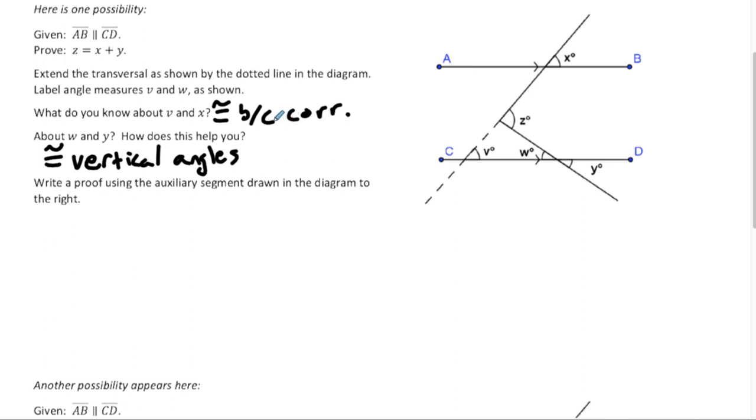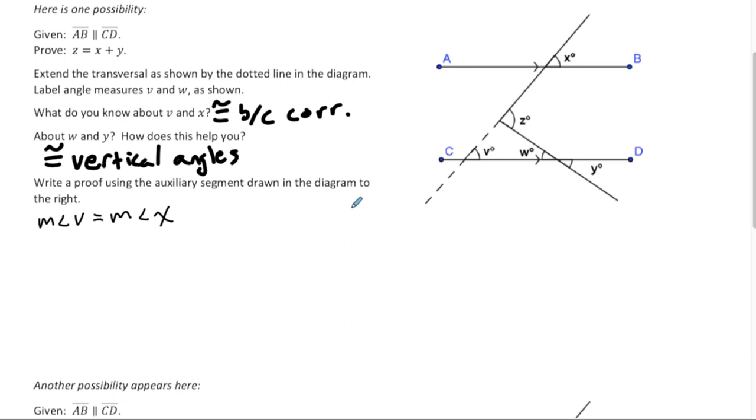Go for it, India. The measure of angle B is congruent to the measure of angle X. So you have to be careful. If you're talking about the measure, then it's equal. If you're just talking about the angle, then it's congruent. So the measure of angle B is equal to the measure of angle X. Which one is B? Oh, V. I said V. Oh, sorry. So the measure of angle V is equal to the measure of angle X.